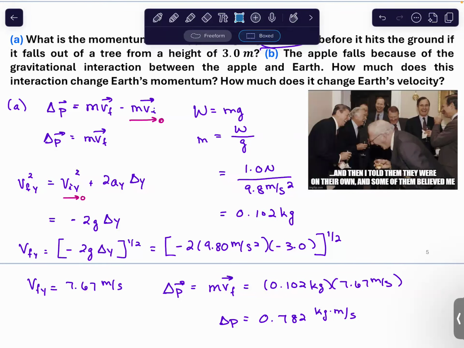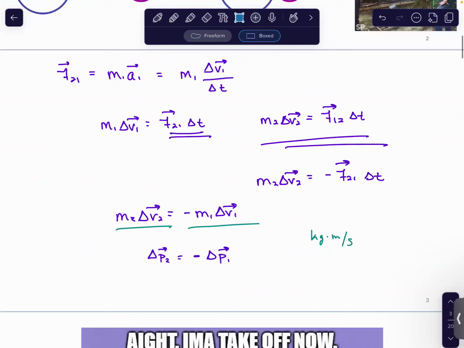I want you to tell me the change in momentum of the Earth without your calculator. 0. Keith said 0. If it's small enough, basically just 0. According to Keith's rules, if it's so small, you just ignore it. You don't even say it's 0, you just ignore it. It's gone. Ignore it. It's so minuscule.